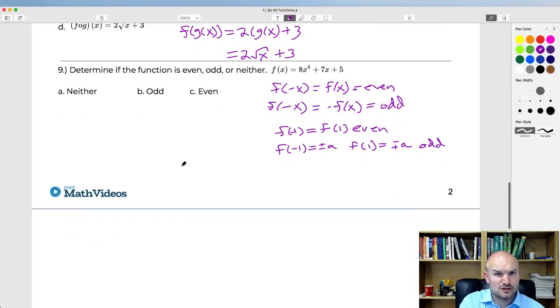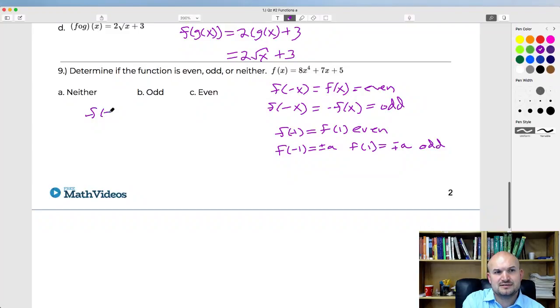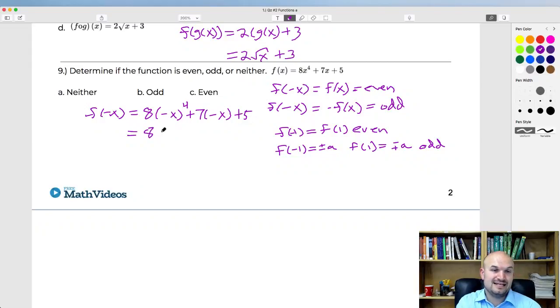So I'm just going to use the algebraic approach and just plug in f of negative x into this function and see what happens. I'm not going to try to count the powers, even though there are some tricks here. When you're dealing with a polynomial, you don't really need to go through all these steps. You can learn a shortcut just by looking at the powers. But for right now, let's just practice simplifying this. So negative x to the 4th, any negative term raised to an even power is going to be positive. And then 7 times negative x, so that's going to become a negative 7x. And then plus 5.